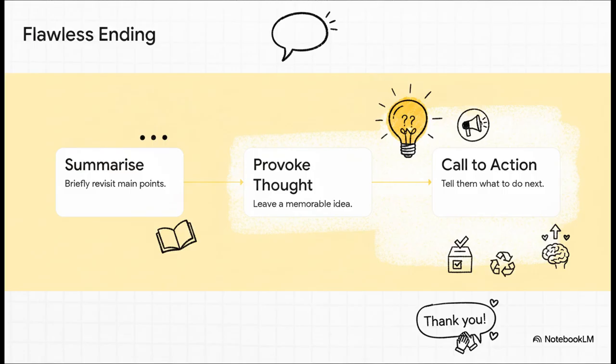Here is a super simple 3-step checklist for a flawless ending. Number 1, briefly summarize your main points. Number 2, leave the audience with a thought-provoking idea. And number 3, include a strong call to action.